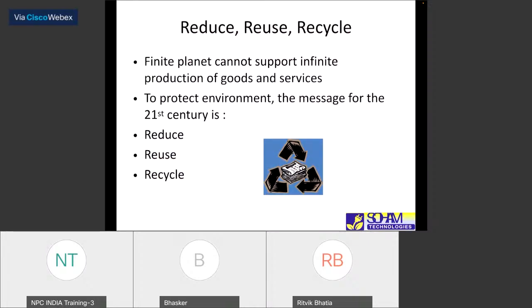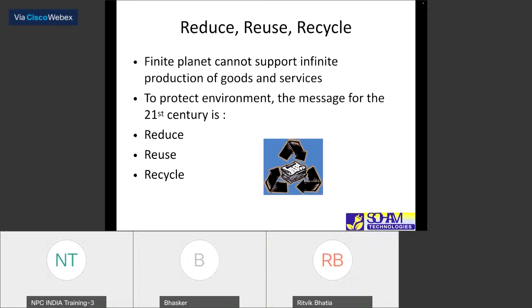So the last slide which I am trying to say is: reduce, reuse, and recycle. What do you mean by this? A finite planet cannot support infinite production of goods. Please note down that whatever coal, oil, gas, and lignite we have today, it has taken thousands of years for nature to produce beneath the earth. They have taken thousands of years to manufacture this coal, oil, gas, and lignite. We are using it in such a fast way that this finite planet cannot support the infinite production of goods like electricity and services to consumers like us.